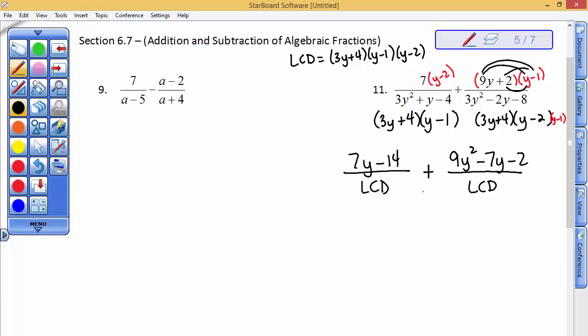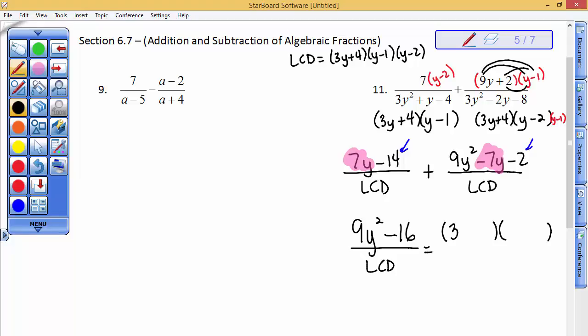And finally, I'm ready to add these two. So I'll bring down my 9y squared, but notice the 7y and the minus 7y will cancel out. And the minus 14 and the minus 2 combine to be a minus 16. Oh my. I'm not going to bother to copy down the LCD because I can see that that numerator will factor. It's a difference of squares. And a 3y will go in the front of each of these because the square root of 9 is 3. And a 4 will go in the back of each of these, a +4 and a -4.